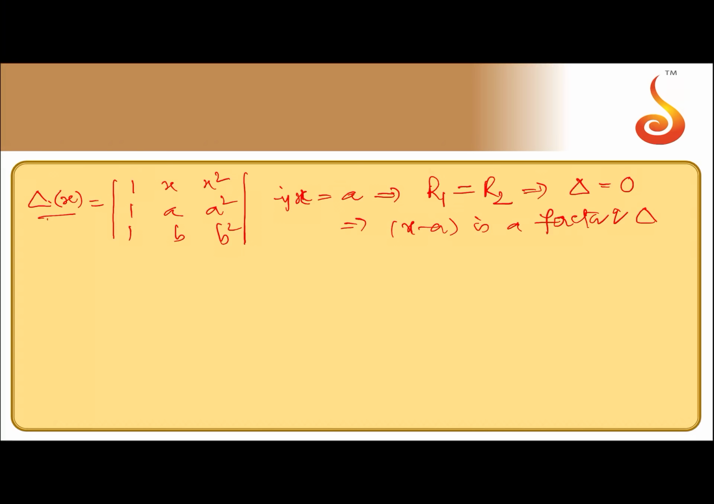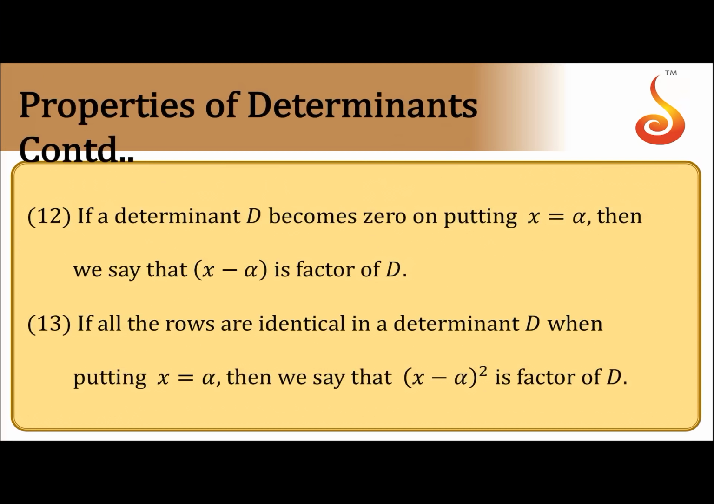In the same lines, I can also substitute x equals b, then R1 equals R3, and thereby delta equals 0 says that x minus b is a factor of delta. So that is about the first concept. If I substitute x equals alpha in a determinant, and if the value of the determinant is 0, then x minus alpha is a factor of the determinant.